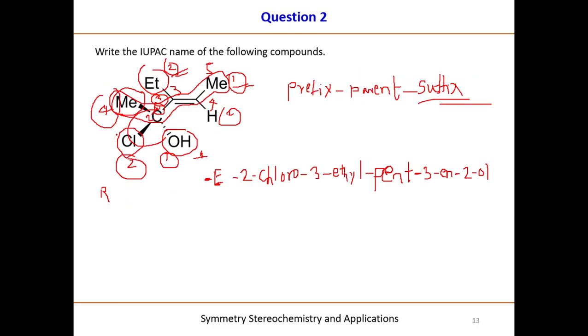It's present on the front side. So that's why we will change the absolute configuration and it will become S, because R we are getting after rotation. So the correct name of this molecule will become (S,E)-2-chloro-3-ethylpent-3-en-2-ol. Okay, this is the correct IUPAC name of this molecule.